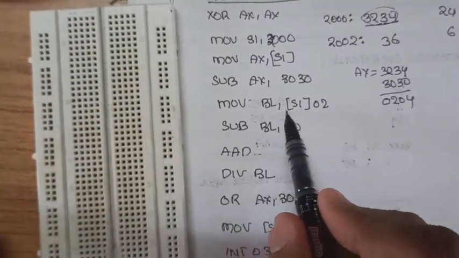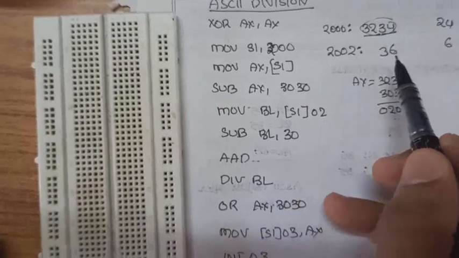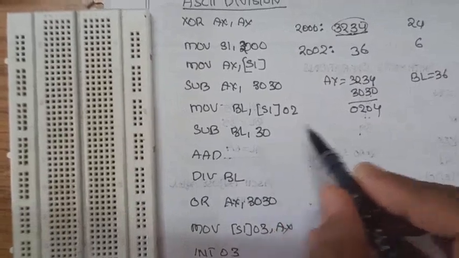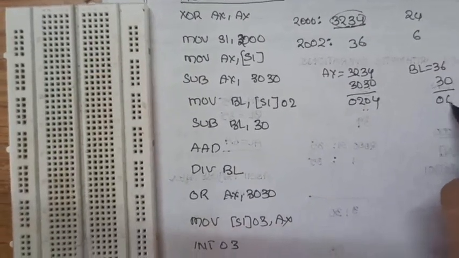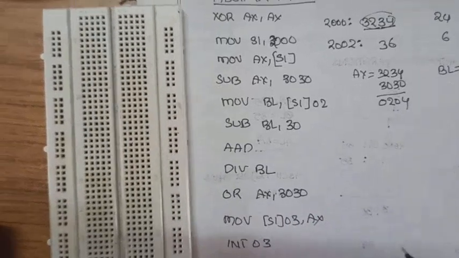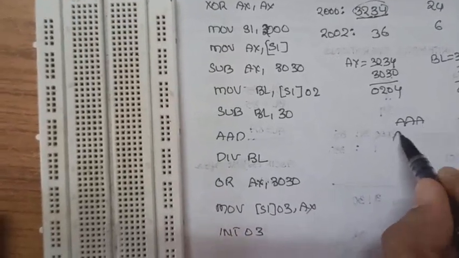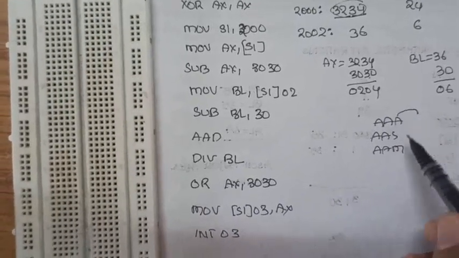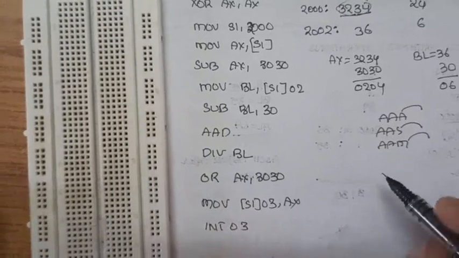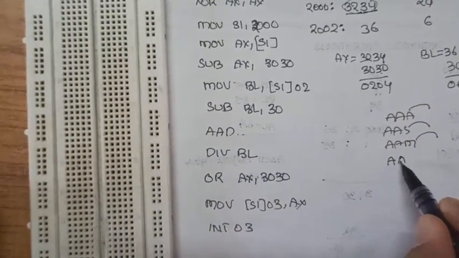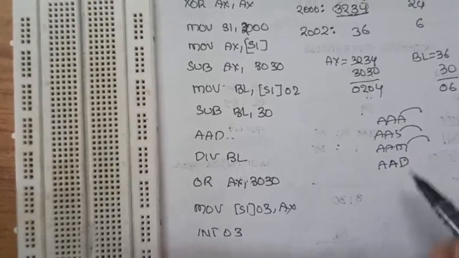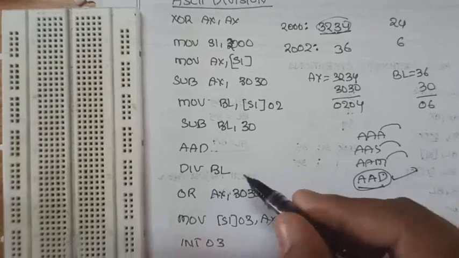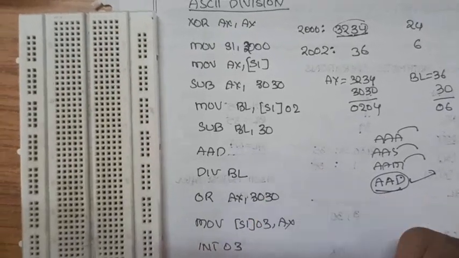Afterwards I have taken MOV BL, [SI+02], which means 36 is taken into the BL register, BL equals 36. Then I have done SUB BL, 30, and what I get is 06. Now comes AAD. If you remember, AAA, AAS, AAM are ASCII adjust after addition, after subtraction, after multiplication. But the difference between those three and the AAD instruction is that AAD is ASCII adjust before division. Before performing division, this data has to be adjusted.